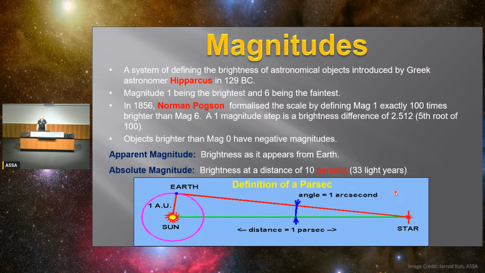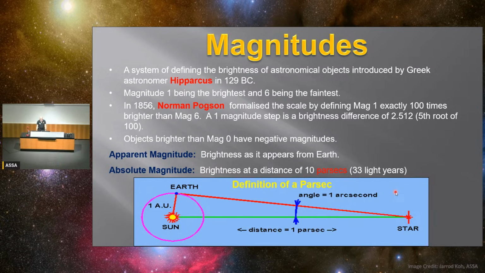exactly 100 times brighter than a magnitude 6 object. So that would mean that a 1 magnitude step is a brightness difference of 2.512, which is the 5th root of 100. So you can see by that it's actually a logarithmic scale.